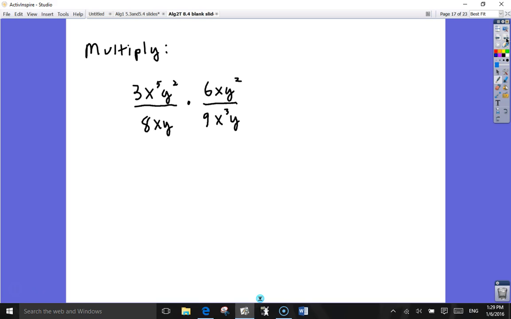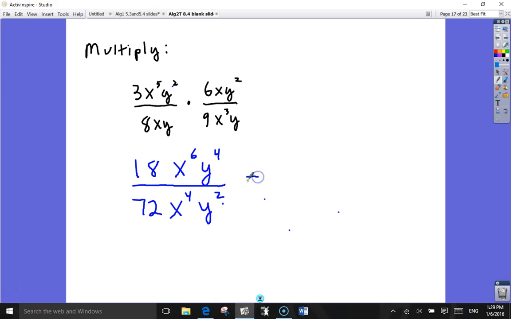Let's just multiply everything straight across and use properties of exponents to simplify a little bit. If I multiply the numerators here, I'm going to get 18, and then x to the 5th times x is x to the 6th. Y squared times y squared is y to the 4th. In the denominators, 8 times 9 is 72. X times x to the 3rd is x to the 4th. Y times y is y squared. Now we've already put everything into the same fraction.